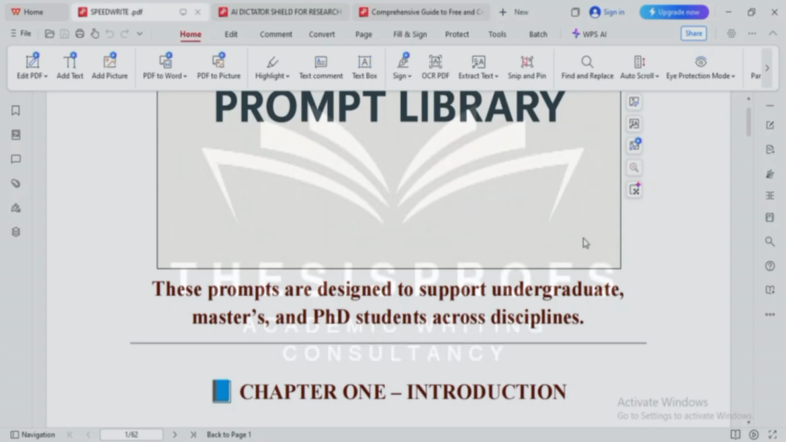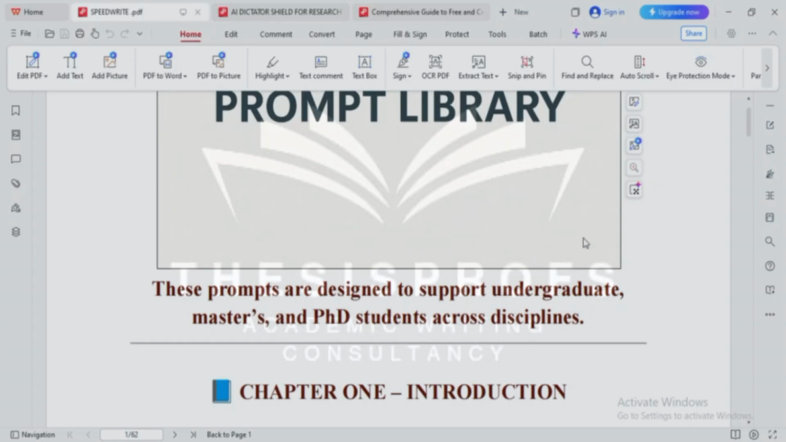Now, many students fear research because they don't know where to begin. So they open a blank document and feel completely overwhelmed. But what if I told you there is a structured way to write your research, chapter by chapter, with the help of intelligent prompts? And that's why we start with chapter 1, which is the introduction. I'm going to start with chapter 1.